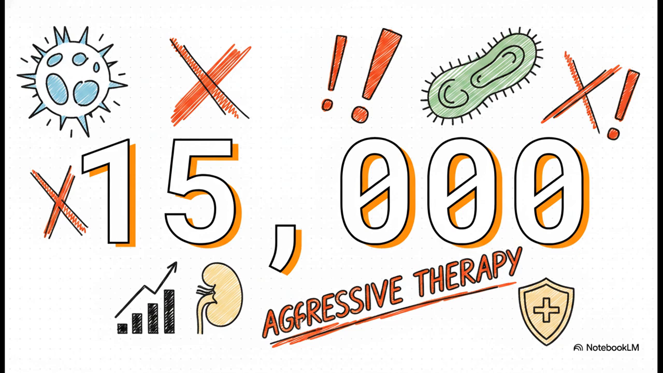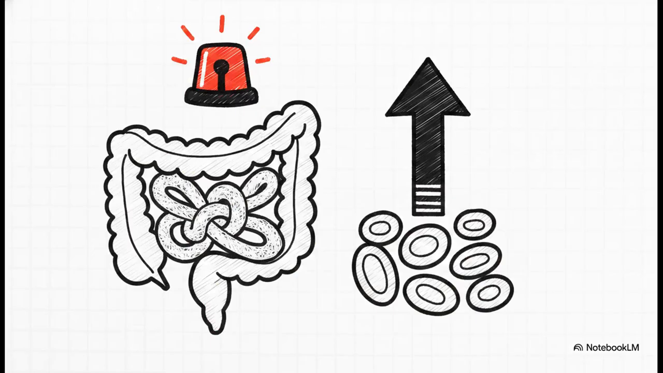15,000. If a patient's white blood cell count hits 15,000 per microliter, or alternatively, if their creatinine jumps to 1.5 milligrams per deciliter, they instantly get bumped from mild-moderate to severe CDI. It doesn't even matter if they've only had a few loose stools. Those lab values dictate that you have got to initiate aggressive therapy promptly. Do not delay.